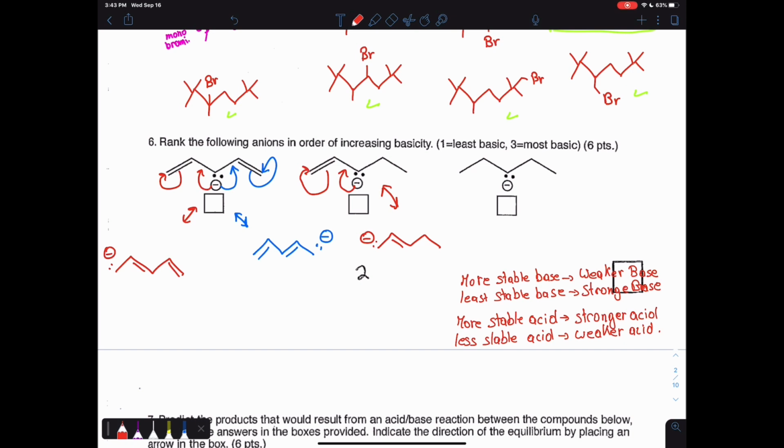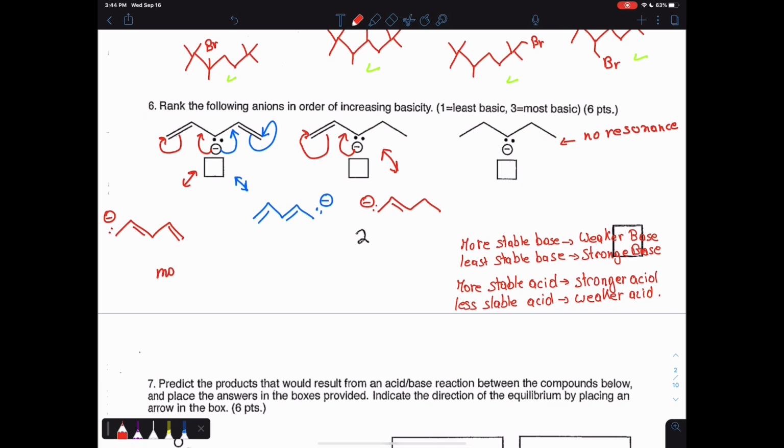And for the last compound, there is no resonance. You also have to remember that when you have more resonance, this means there is more delocalization of the charge. And then finally, that means it's a more stable compound.